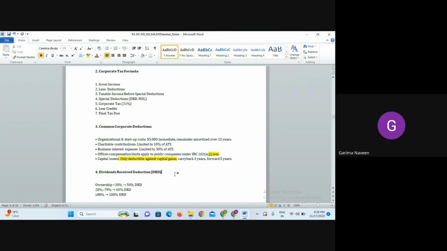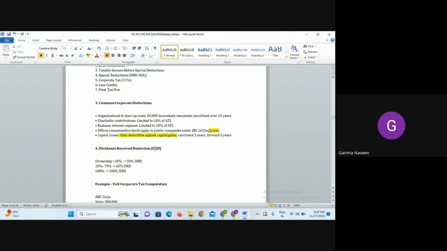Okay, like a C corporation is receiving a dividend from another C corporation. The first corporation is paying taxes at the entity level, and when the dividend is given to the other corporation, they also pay taxes on this income. And if they distribute the dividend to the shareholders, then the shareholder also has to pay the taxes. It means there will be a triple taxation. So in order to avoid the triple taxation, they have dividend received deduction. To get this deduction, you have certain eligibility criteria.